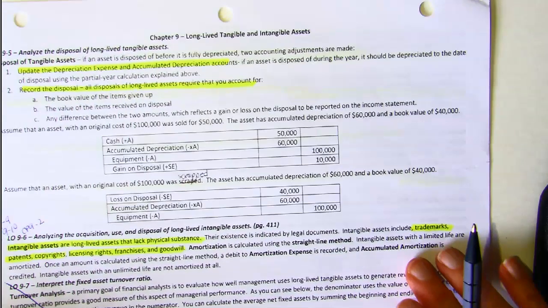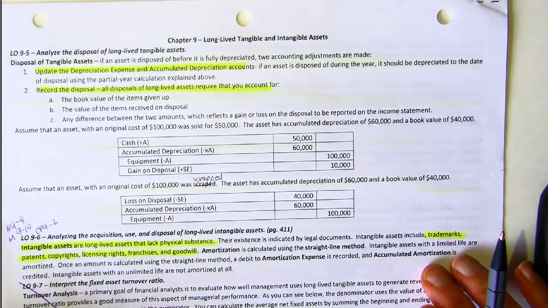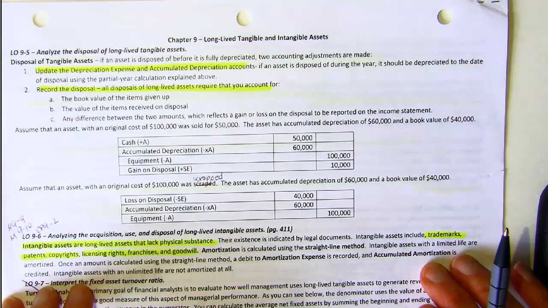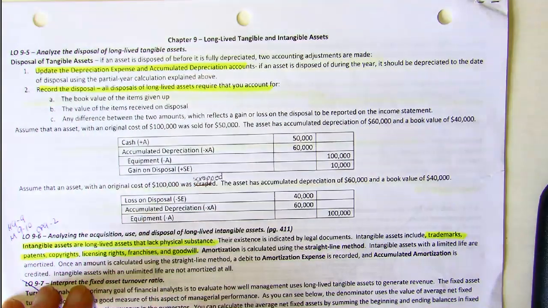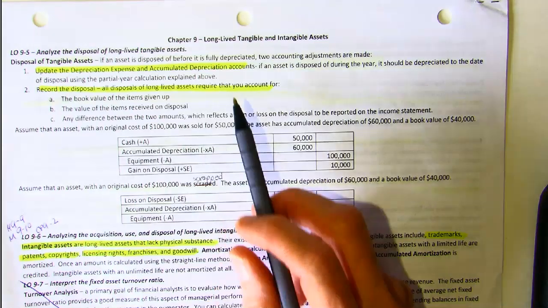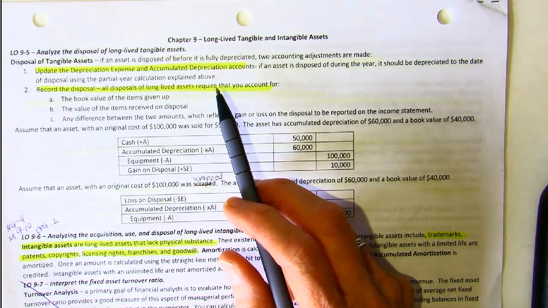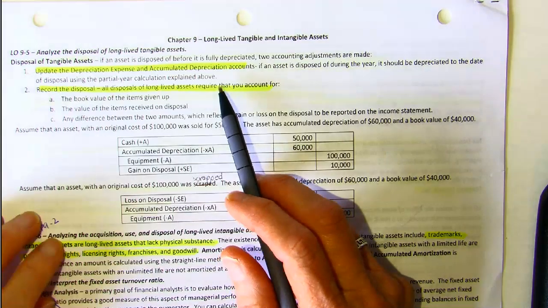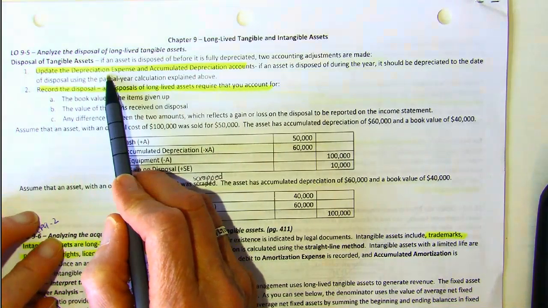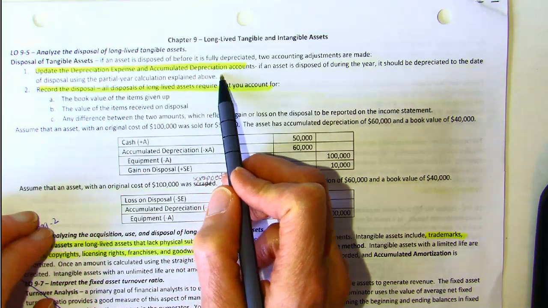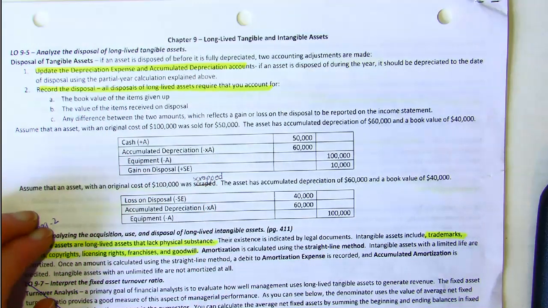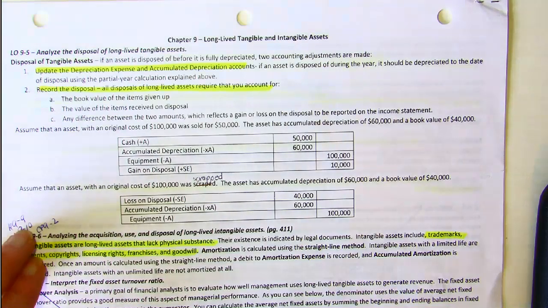Okay, so we are going to move on to learning outcome 9-5, analyzing the disposal of long-lived tangible assets. Disposal means we're going to be getting rid of the asset. We might be selling it or we might be scrapping it. If an asset is disposed of before it is fully depreciated, two accounting adjustments are made. First of all, we update the depreciation expense and the accumulated depreciation accounts. We would do a depreciation entry for the partial year's depreciation, in other words, the depreciation for the portion of the year that has not yet been recorded.